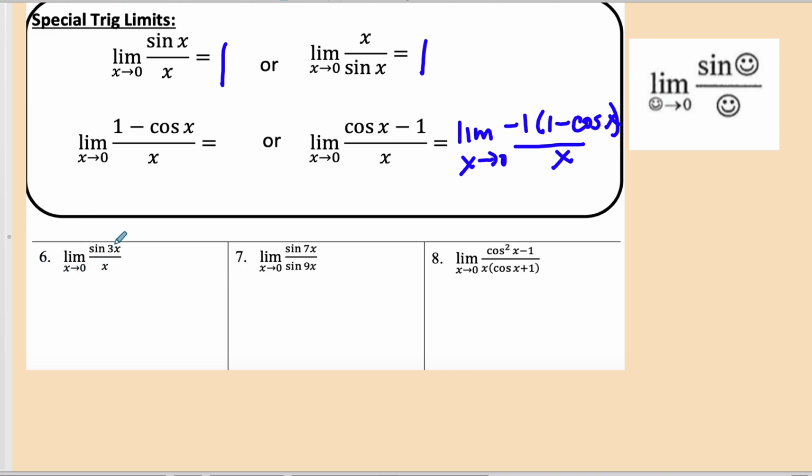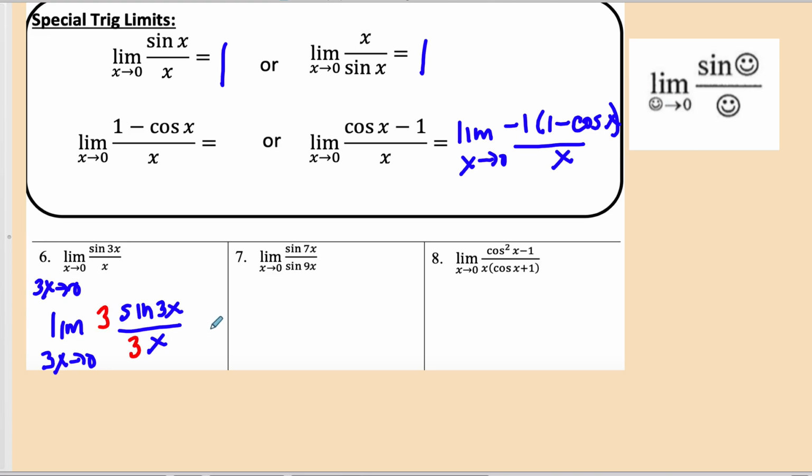Now, clearly you can see here my angle is 3x. It doesn't have just plain old x. So what do we do about that? Well, as x approaches 0, we know that 3x approaches 0. They're going to do the same thing. So what I'm going to do is write this limit this way. 3x goes to 0. And I'm going to write sine of 3x over x. And I'm going to multiply the numerator and denominator by 3.